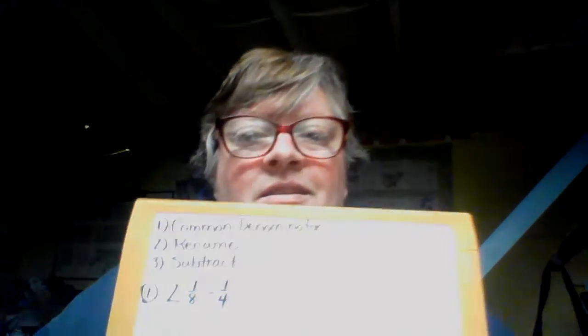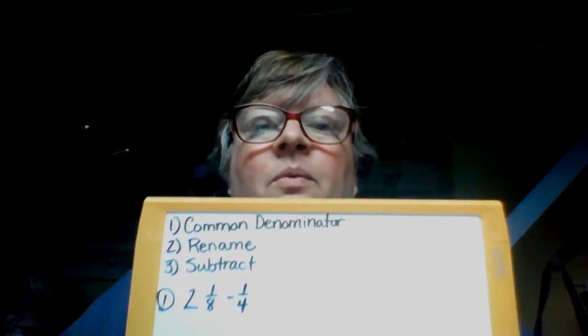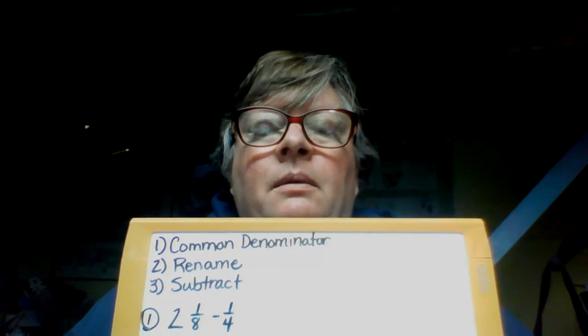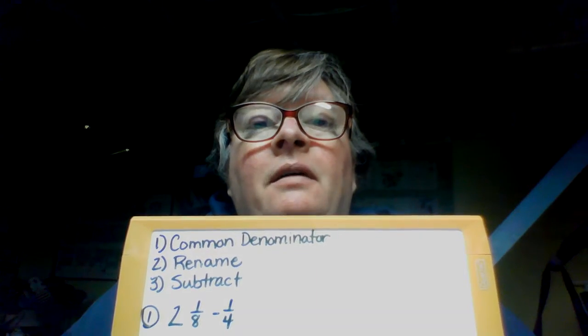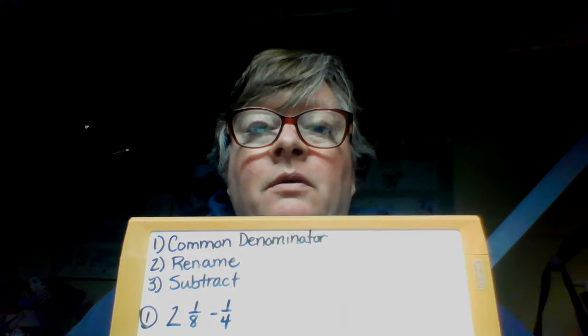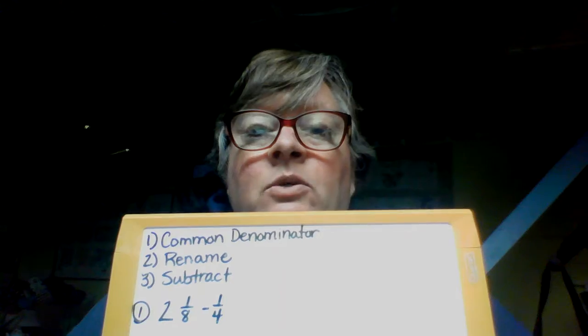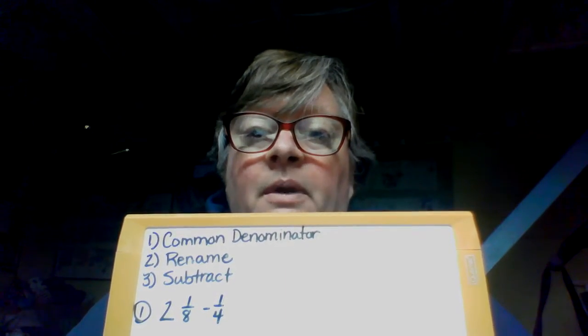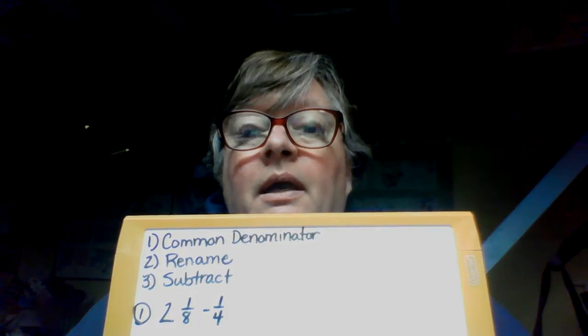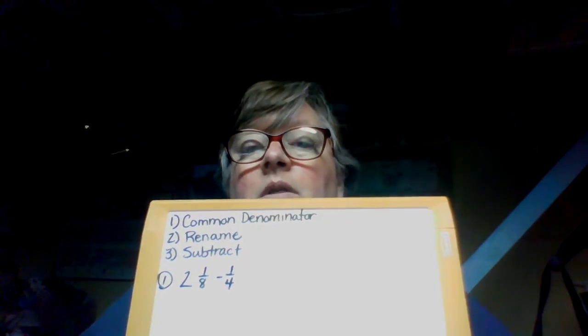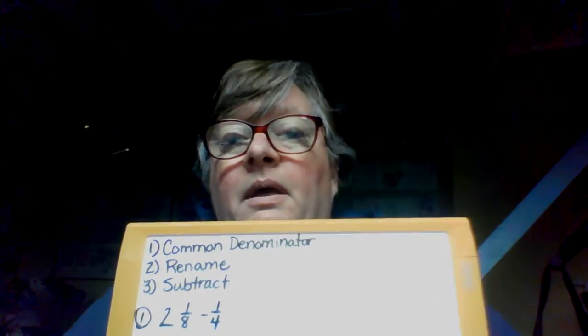Alright, so again, we are subtracting mixed numbers, which the most important thing is to find the common denominator for the fraction before you do any subtraction. So common denominator, rename the fraction with the common denominator, and subtract. So we're going to do the first one, 2 1/8 minus 1/4.